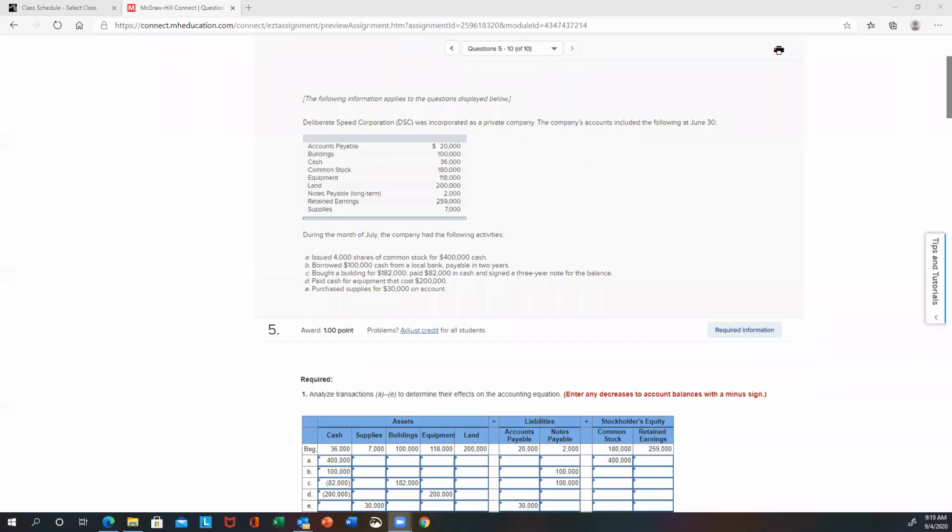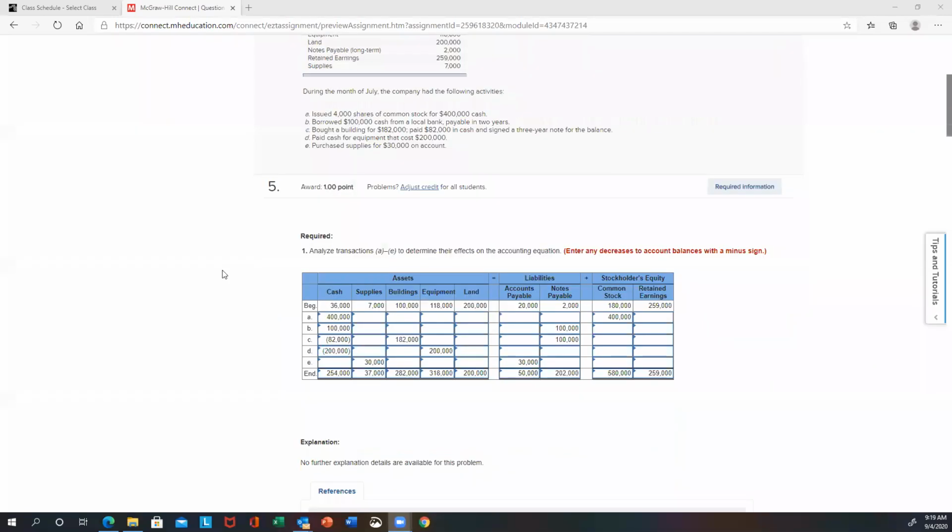All right, so let me get my mouse. Okay, so here we go. So part A, issued shares of stock for cash. So notice we're going to be debiting the cash, or I'm sorry, increasing cash and then increasing common stock. B says you borrowed cash from the bank. So again, we're going to be increasing cash and increasing your notes payable.